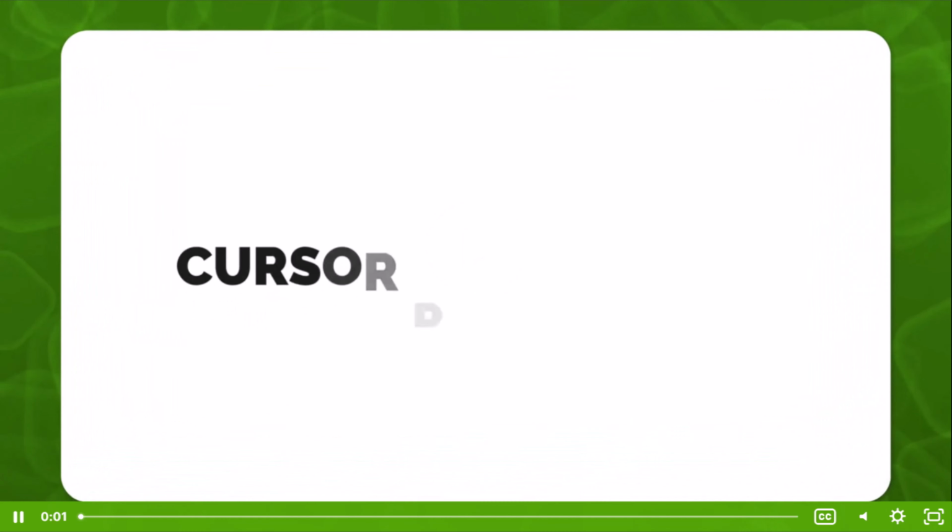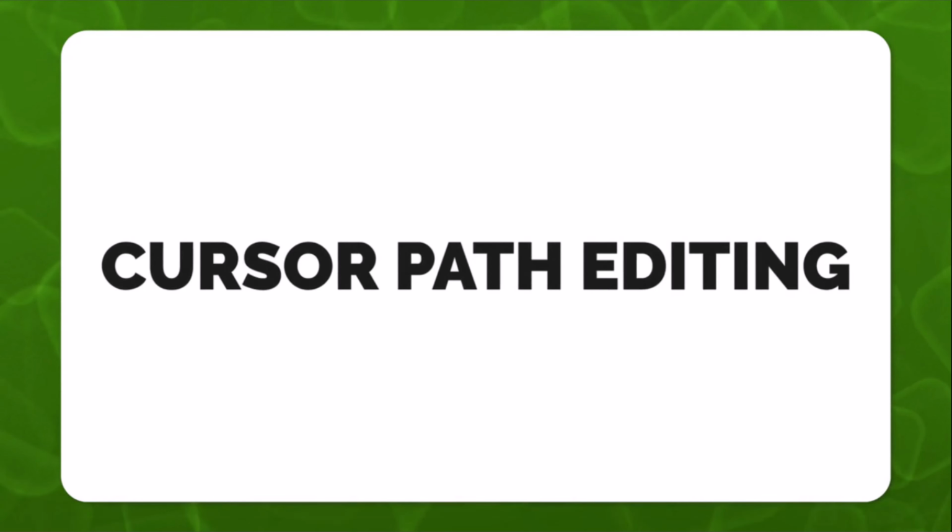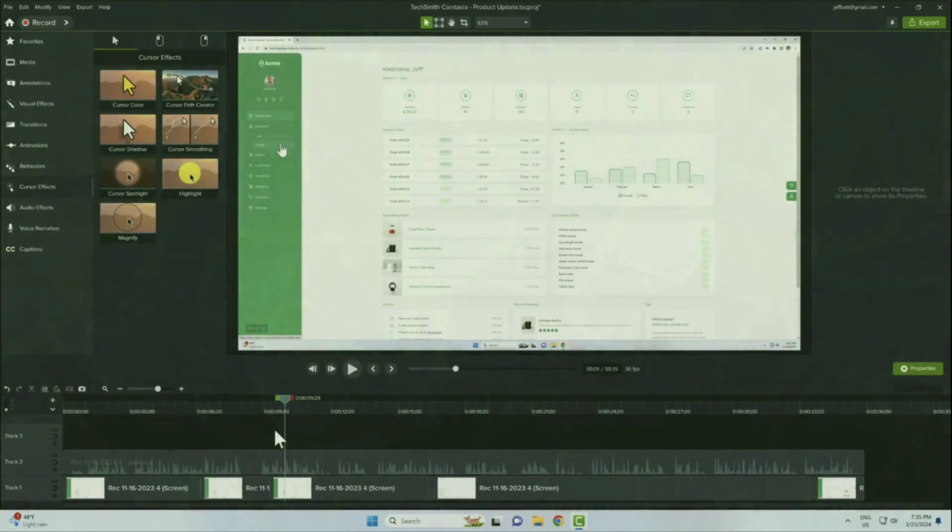One of the most powerful features of Camtasia is the ability to edit the cursor path even after you record. Editing the path gives you complete control to make your videos extremely polished. Let's cover what you need to know to get the most out of editing your cursor path.